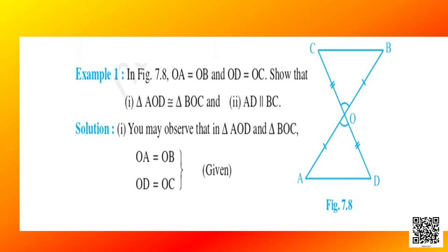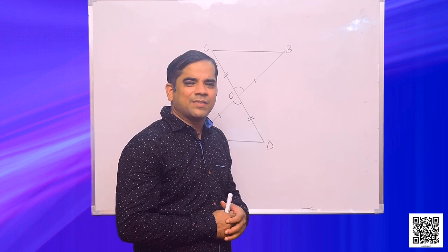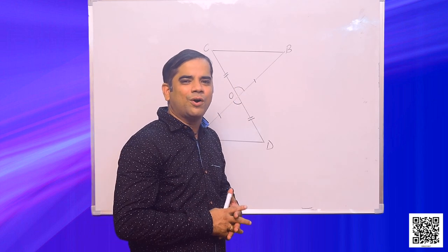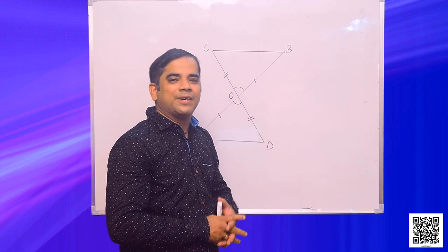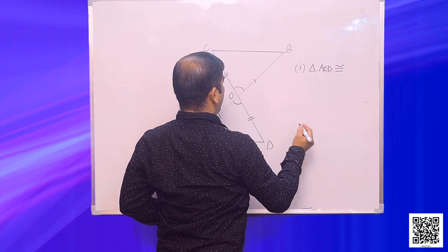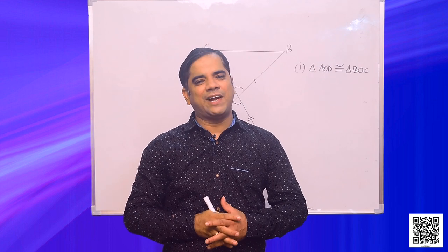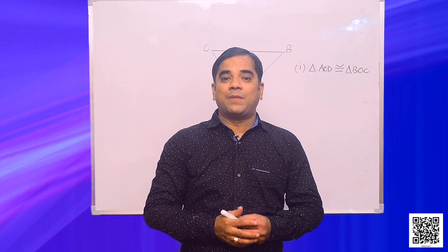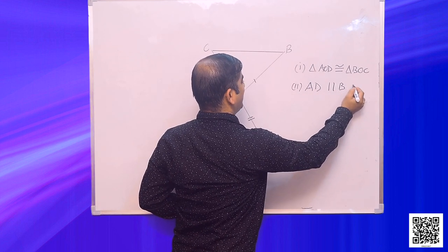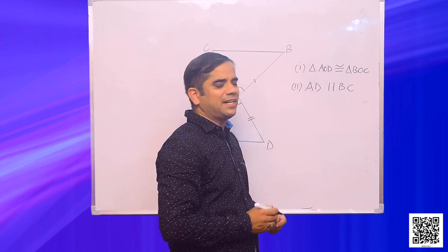Okay, students, you can observe the diagram in your book or you can watch here. The question says that in this diagram, OA is equal to OB and OC is equal to OD. And it asks us to prove that triangle AOD is congruent to triangle BOC, and hence we need to prove that AD is parallel to BC. So let us prove the first bit first, that is, we need to prove triangle AOD is congruent to triangle BOC.